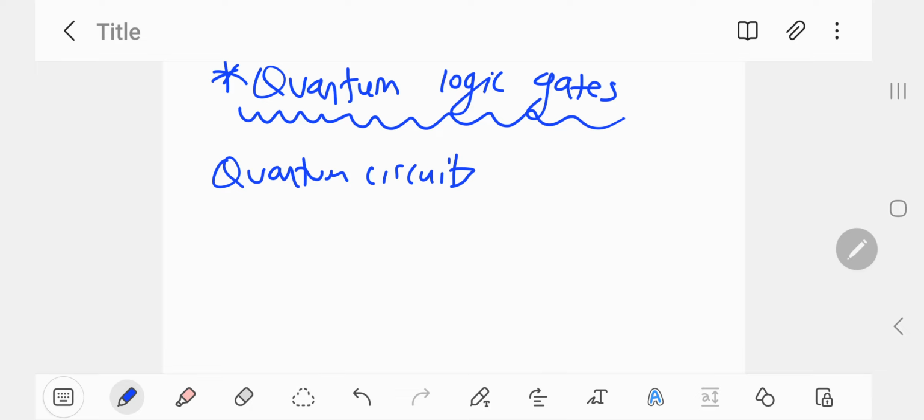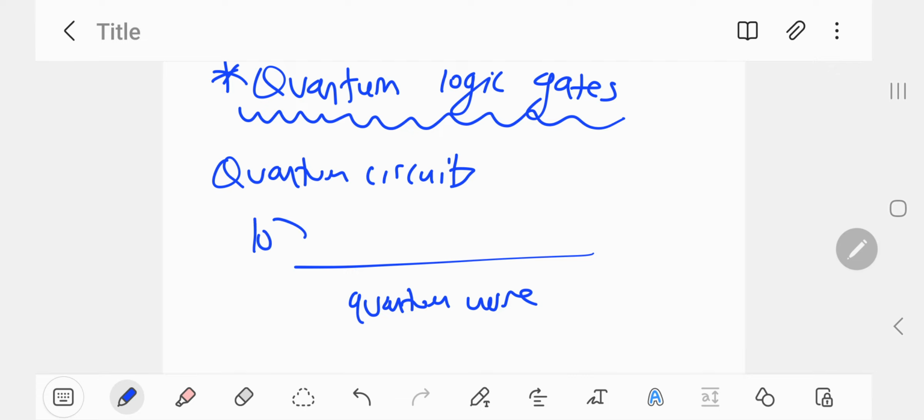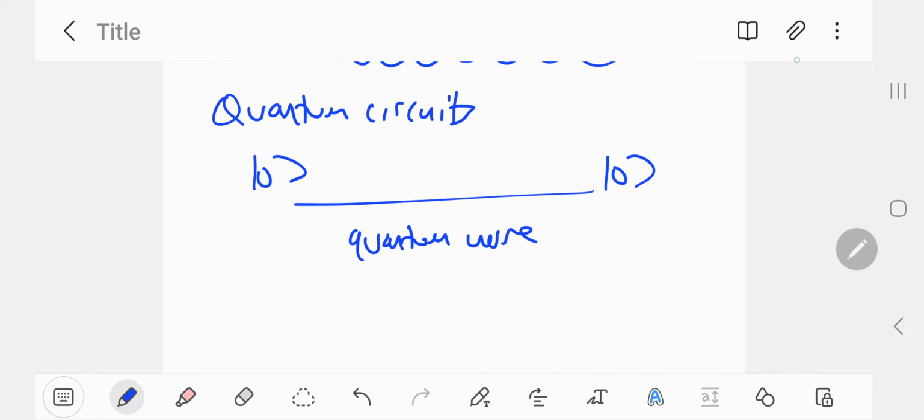The simplest of all quantum gates is just a quantum wire. This is called a quantum wire, which transmits an input qubit, let's say 0, from one place to another. So it takes 0 to 0, or I should say, for an input state 0.